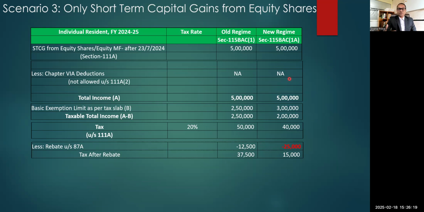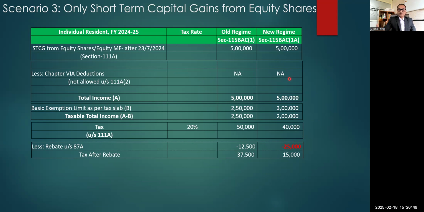Similarly, there are no such exclusions given in 115BAC, subsection 1. Now let us see if there is any specific exclusion under section 111A or not. In 111A also there is none. So that's why in the old tax regime 87A will apply. The rebate can be taken.